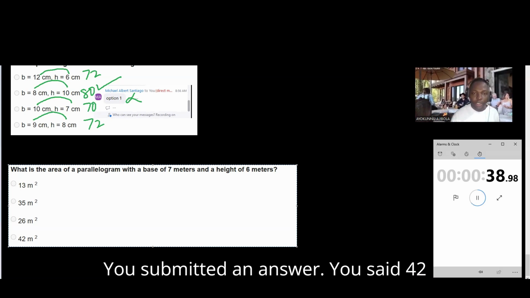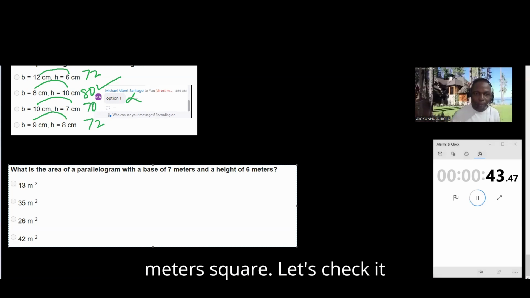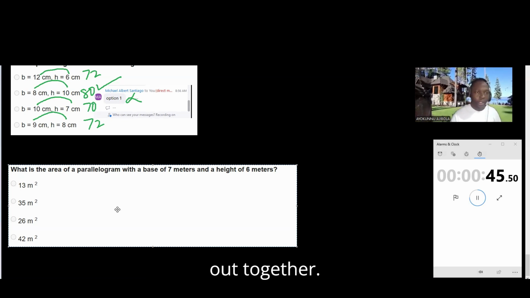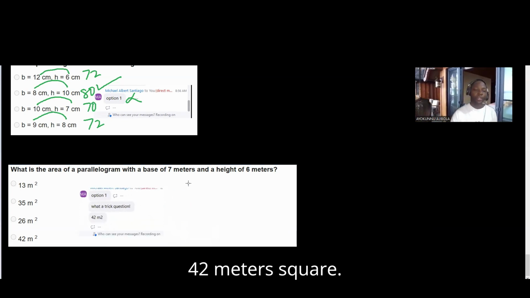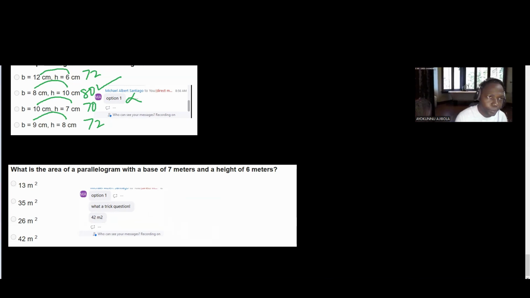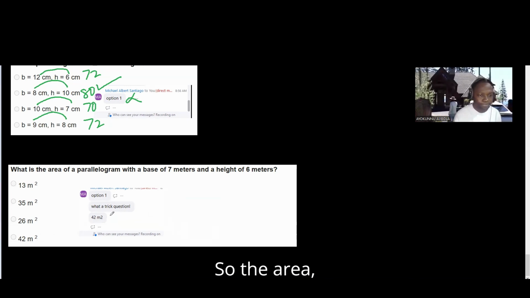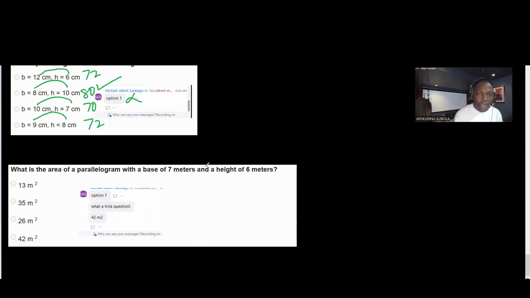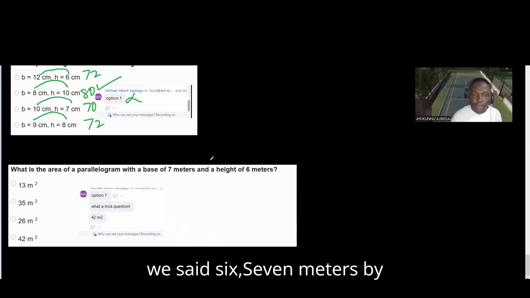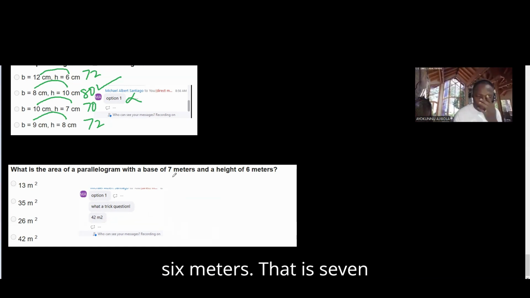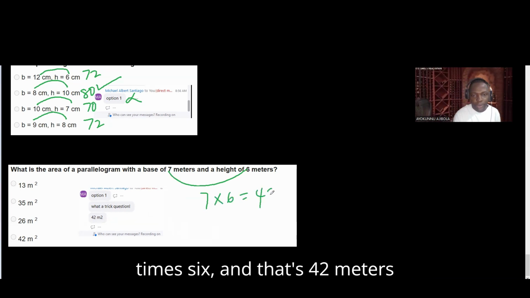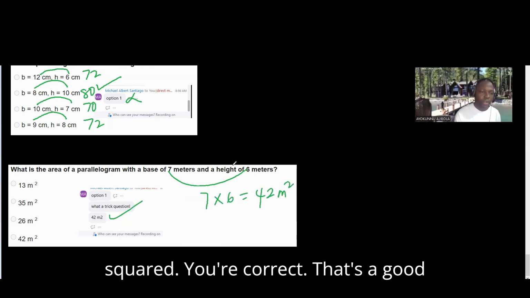Oh, you submitted an answer? You said 42 meters square. Let's check it out together. So the area we said 7 meters by 6 meters. That is 7 times 6, and that's 42 meters square. You're correct. That's a good job, by the way.